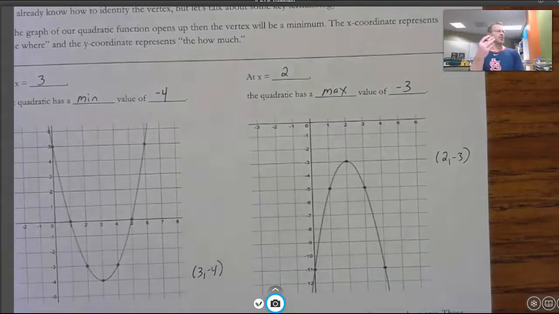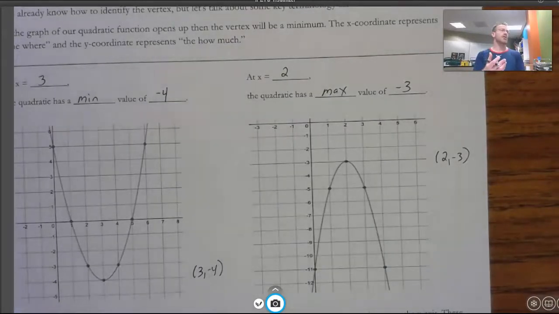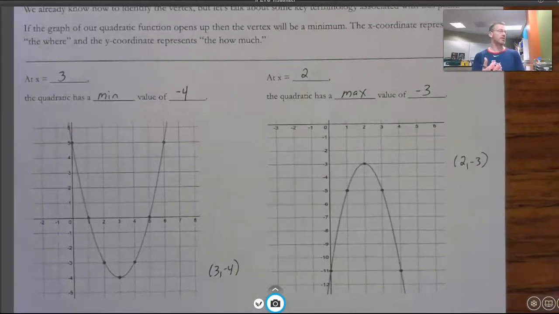And so we're just associating some language with this, and this will help you when we get to some application questions later in this unit. It'll help you definitely in some word problems and different things as you progress through math over the next couple of years as well.